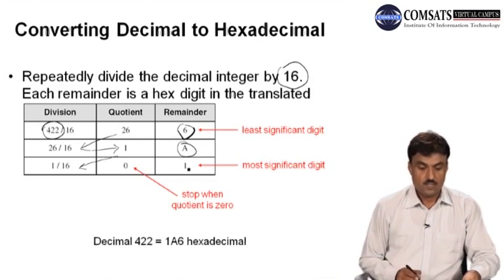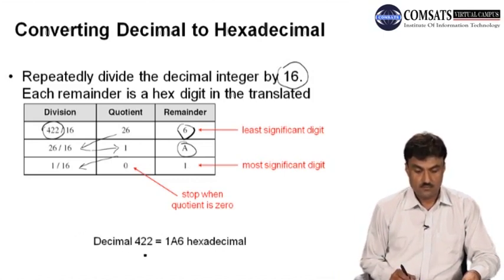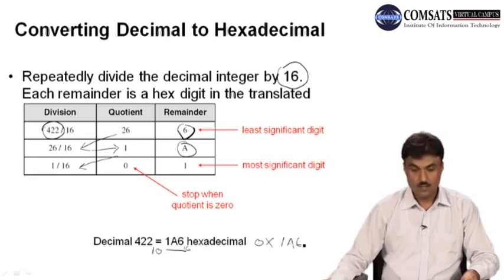Now you can see here the decimal number 422 is 1A6 in hexadecimal. So we can represent it like 1A6 base 16, or another representation is 0x1A6.